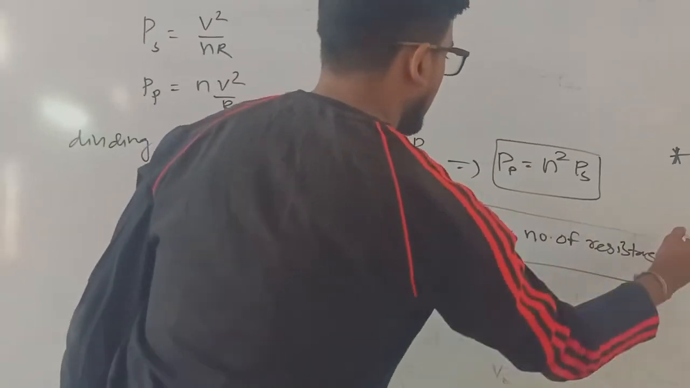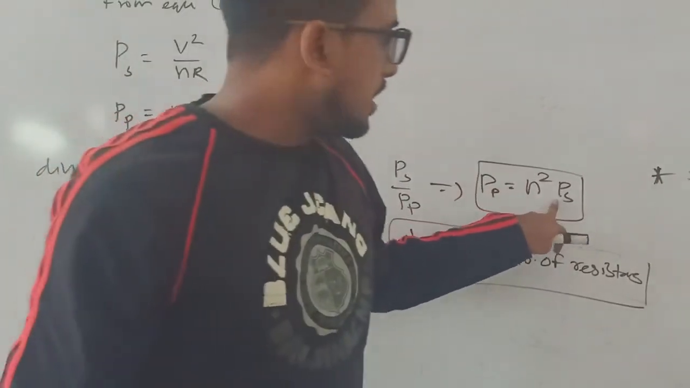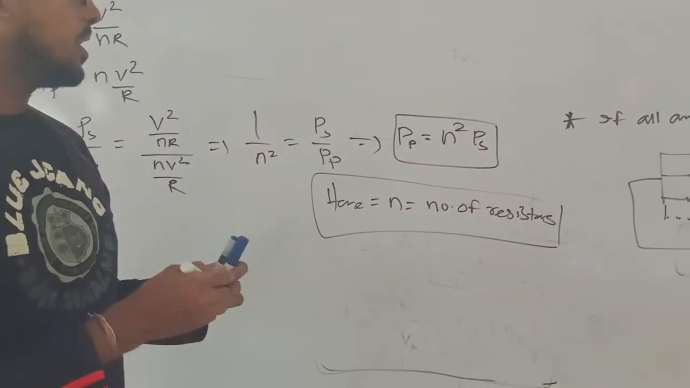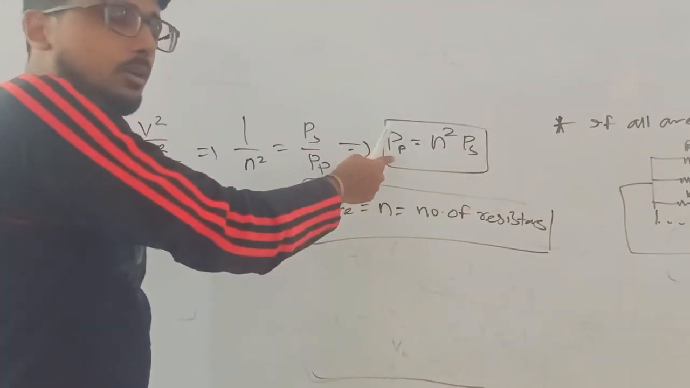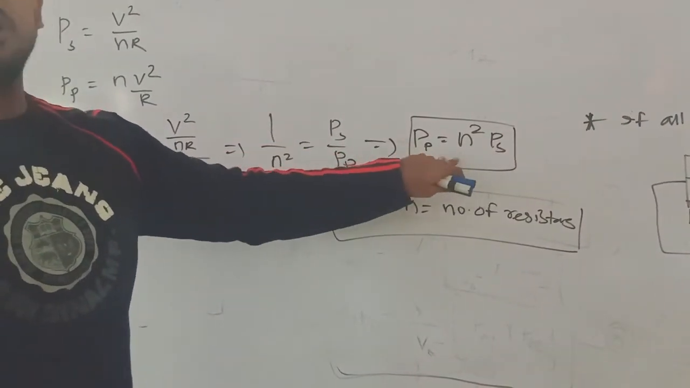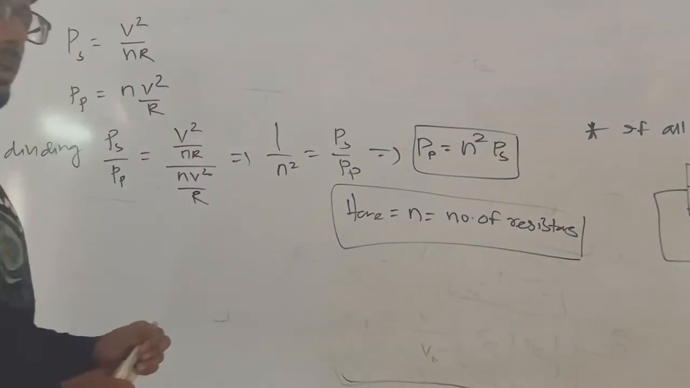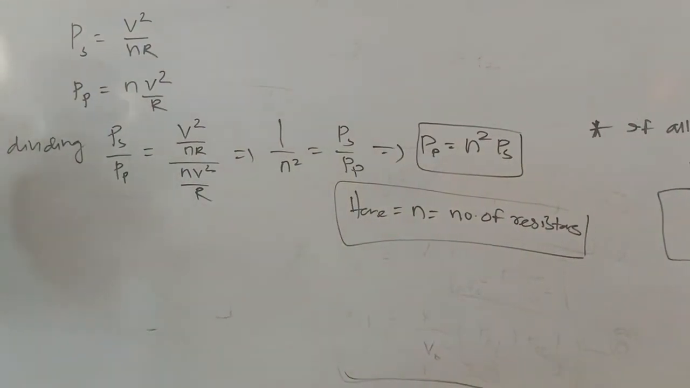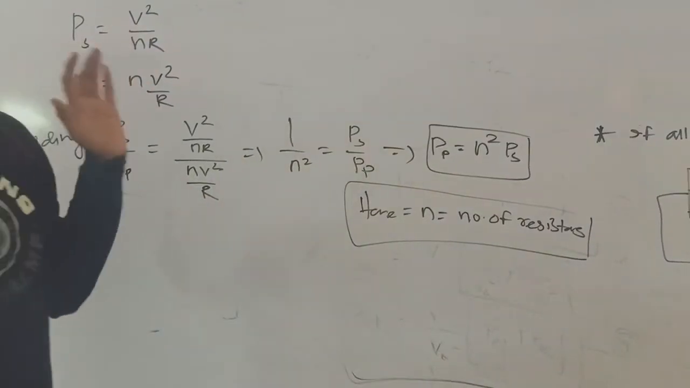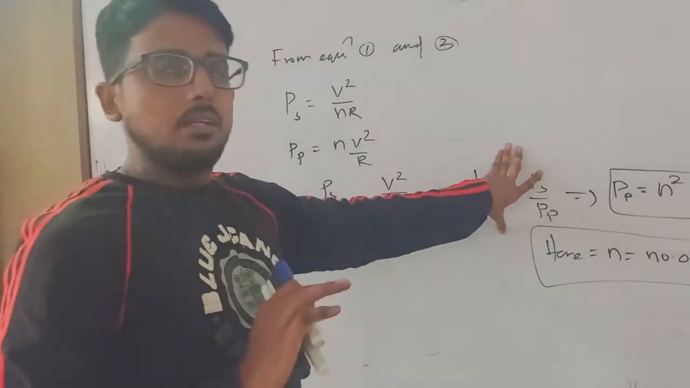Okay, so if N number of resistors are connected in parallel, or when they are connected in series, the relation between the power calculation for both the combinations will be: the power in parallel combination will be n square times the power in series combination. You have to remember this relation for further numerical calculations. Okay, so this is all about how to calculate equivalent power for electrical bulbs connected in series and in parallel, and for resistors in series and parallel, and the relation between parallel combination and series combination.